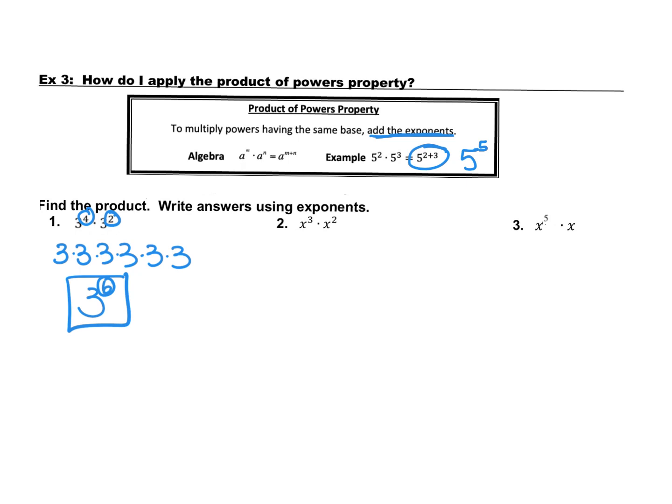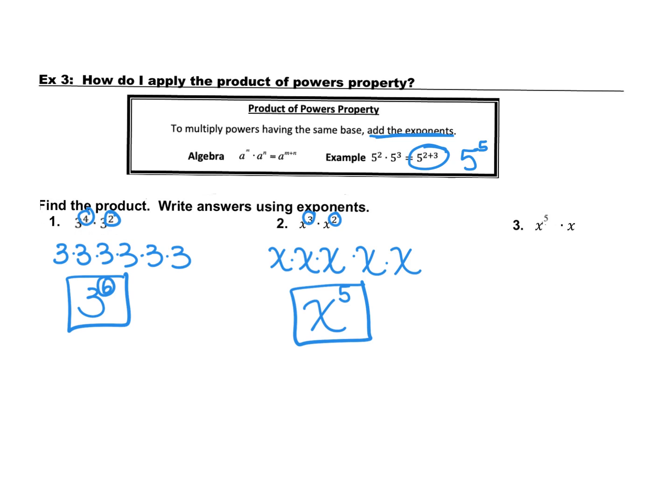All right, let's do another one. We have x to the 3rd times x squared. So I have 3 x's, and I'm multiplying that by another 2 x's. And so if I count them all up, I have x to the 5th power. Now, we could also apply that property where we're adding the exponents. So when I add 3 and 2, I get 5. And notice that I have x to the 5th power.